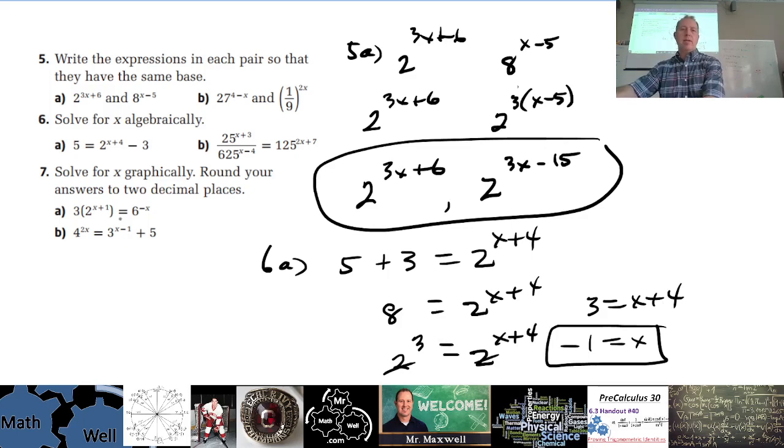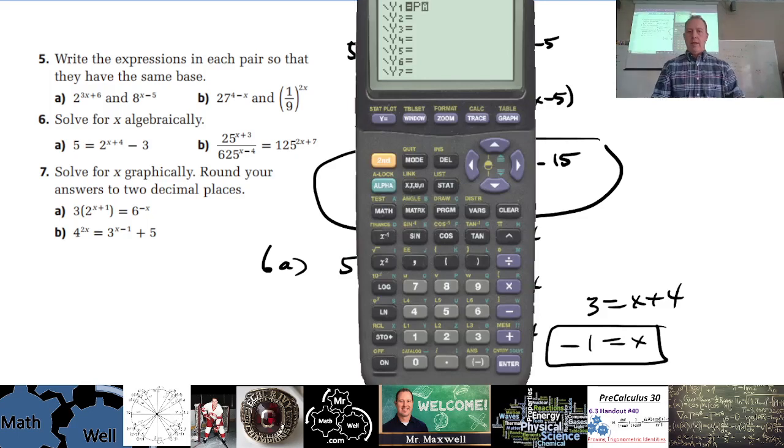All right, let's go over solving graphically. Let's take a look here at number 7. It says solve for x graphically. Round your answers to 2 decimal places. So in chapter 7, we didn't really know about logs yet. So you could do this using logs, which I probably will do right after this. But if you're asked to do this graphically using technology, this is what you would do.